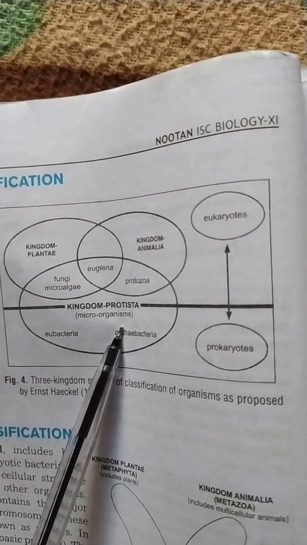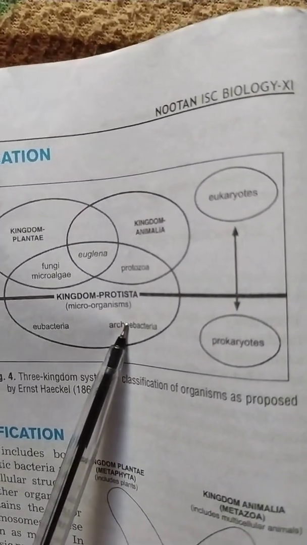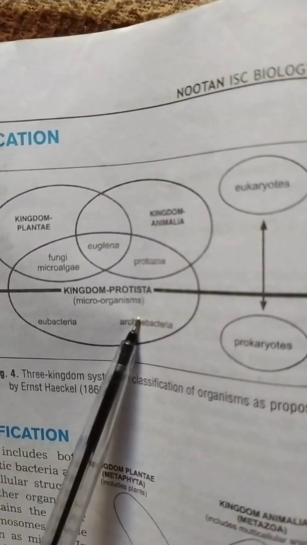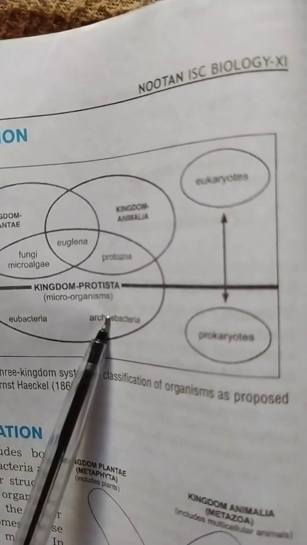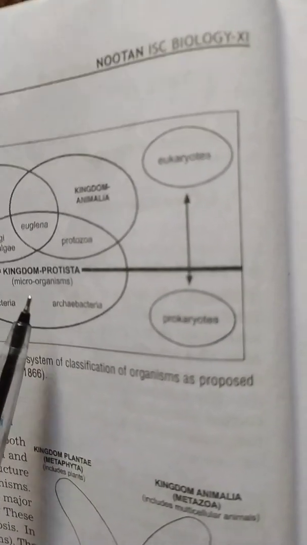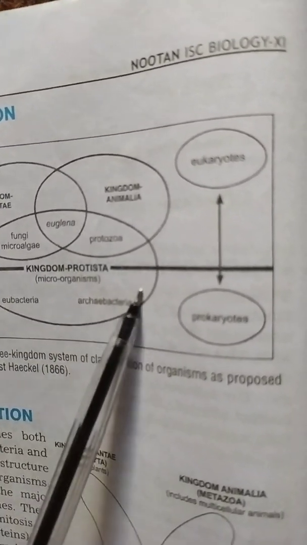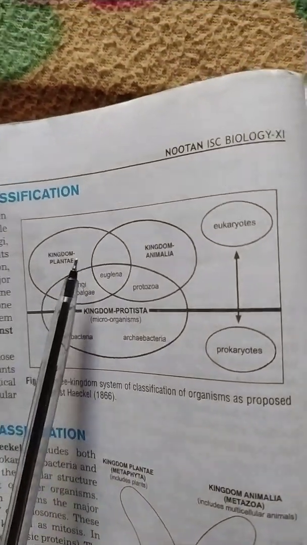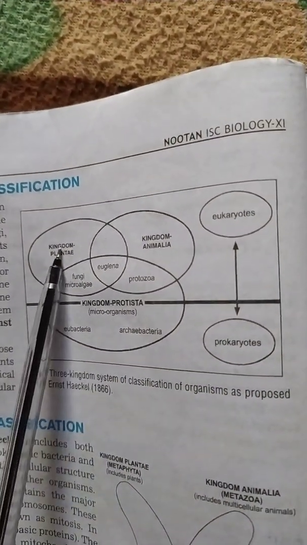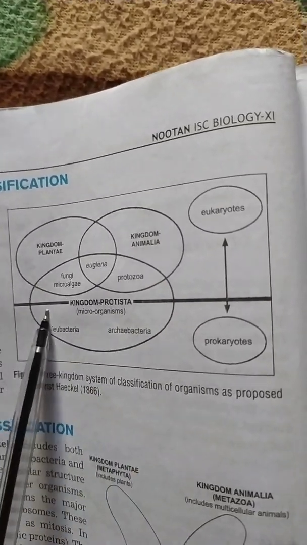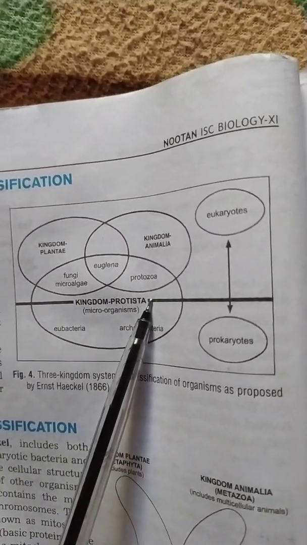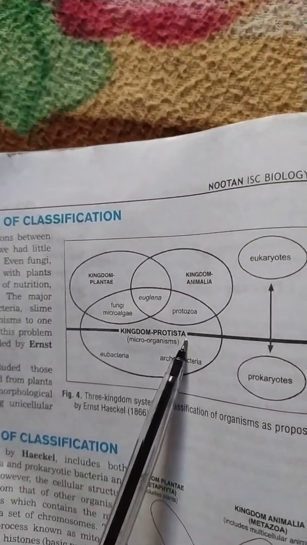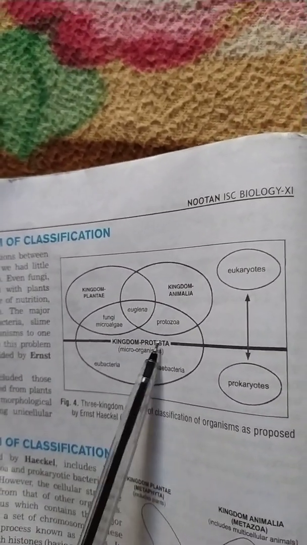This third kingdom includes those organisms that can be differentiated from plants and animals by the lack of morphological specialization. So the three types we have here are Plantae, then Animalia, and the third kingdom is Protista. Now, in the third kingdom, Protista, we have two kinds of microorganisms.